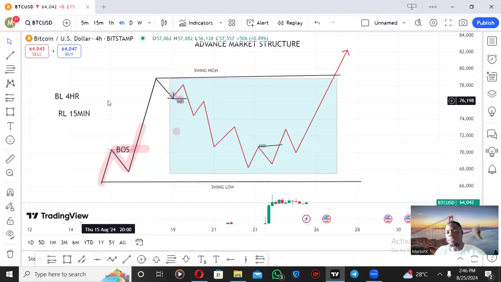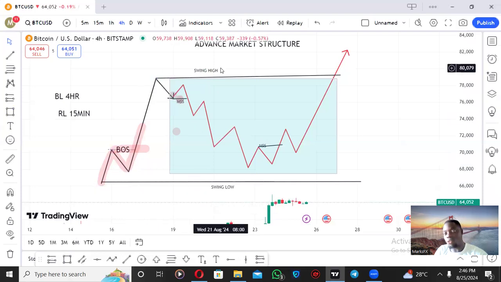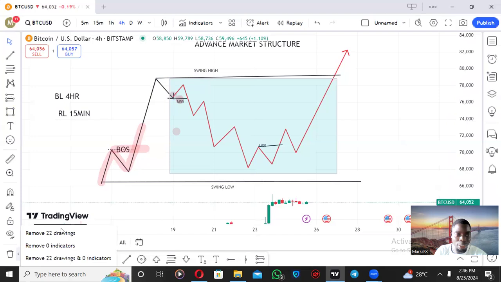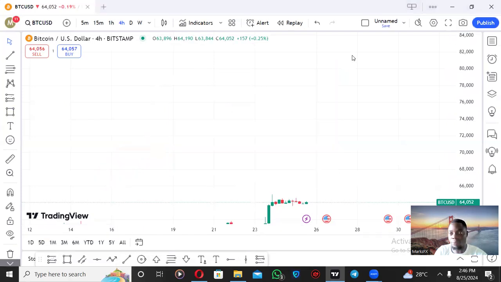Now, what you need to do is identify the highest point that led to the break of structure. This was the point that led to that break. So this is my swing high, and this is a bullish market. Let's move to the chart and let me show you from the chart before I call it a day.